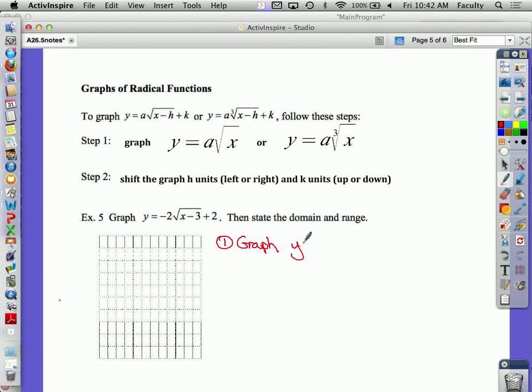So we're going to graph y equals -2 square root x. You ignore the h and the k. We're going to ignore the -3 and the +2 on the outside. So the table for a square root is 0, 1, 4, 9. And now you're not looking at the original problem, you're looking at y equals -2 square root x. So let's plug those in. That would be 0, -2, -4, -6.